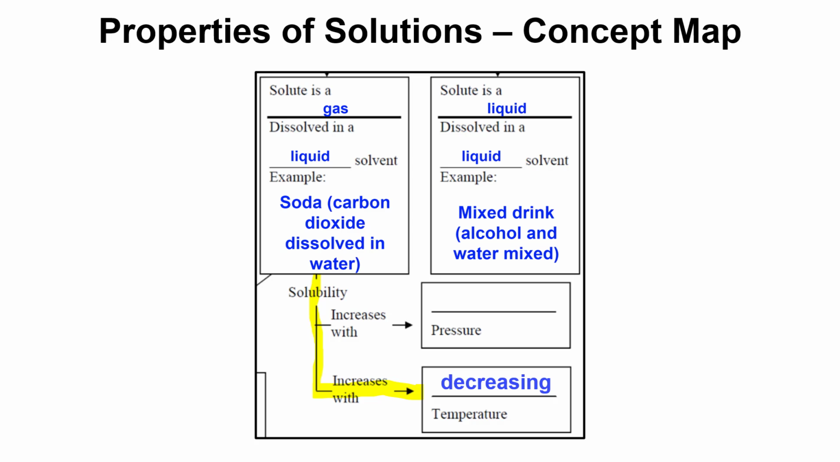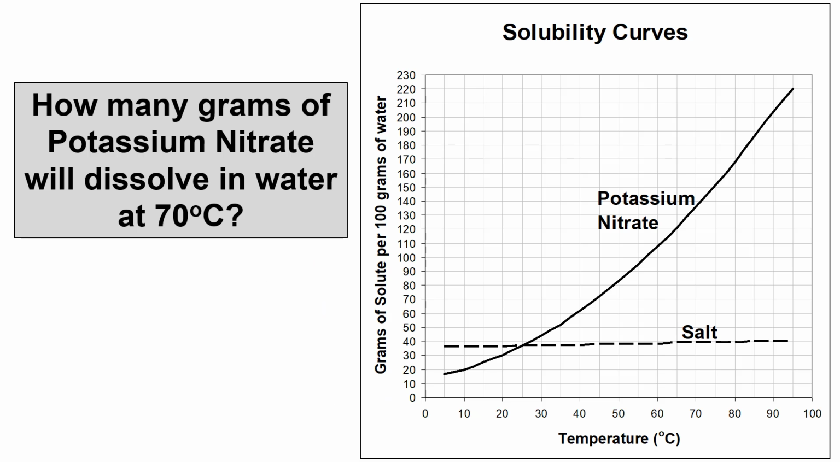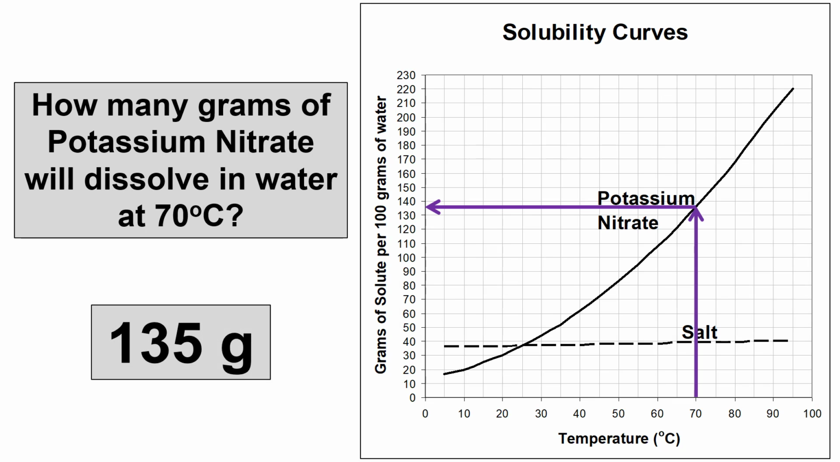All right, let's do some examples using solubility curves. So, with this solubility curve right here, how many grams of potassium nitrate will dissolve in water at 70 degrees Celsius? So we're going to go to 70 degrees Celsius, go up to the potassium nitrate line, and then move over and see what our answer is, and it's 35 grams of potassium nitrate will dissolve in 100 grams of water.